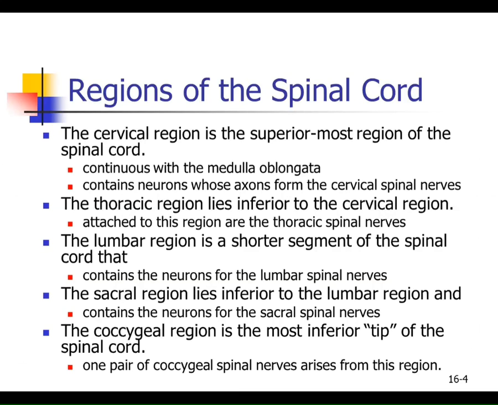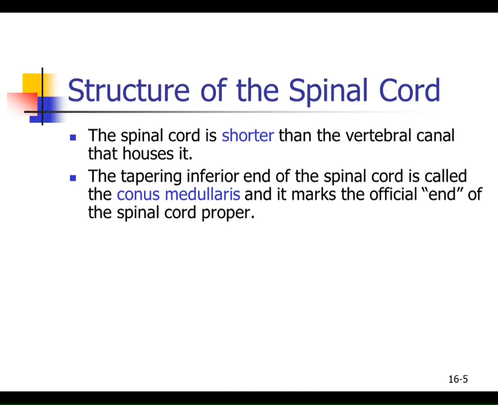From each of those regions of the spinal cord is derived the number of spinal nerves that we know. So from the cervical region, how many nerves? 8. From the thoracic region, 12 nerves pop off. From the lumbar region, there are 5. From the sacral, there are 5. And the coccygeal, there's just a single pair. That gives us our 31 pairs of nerves.